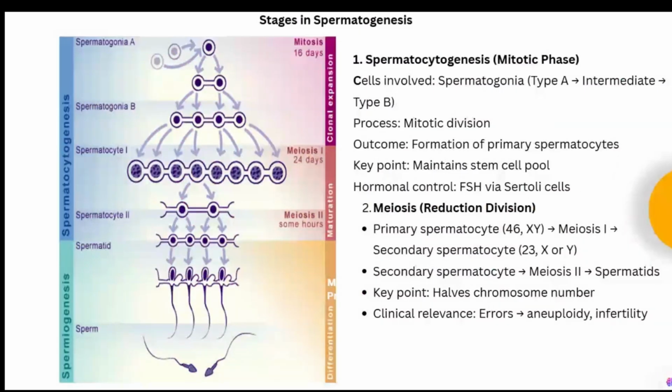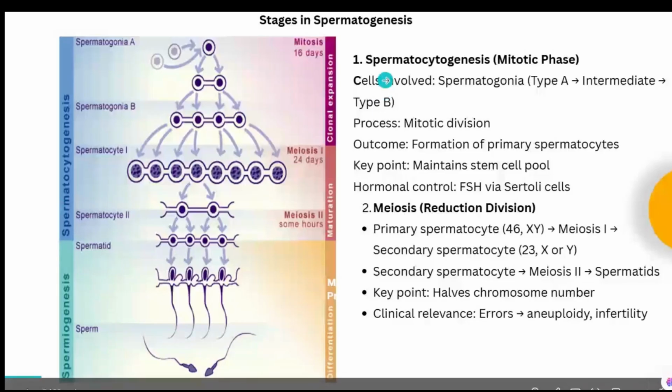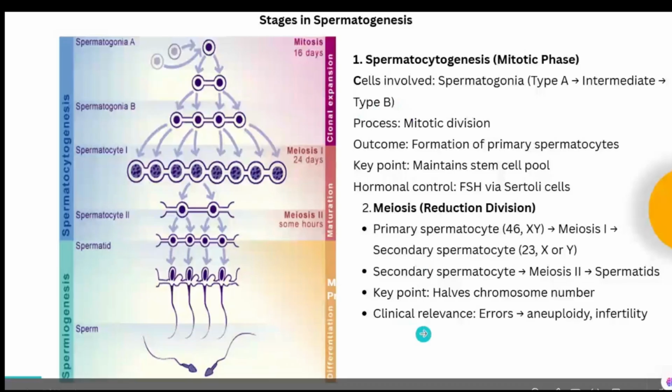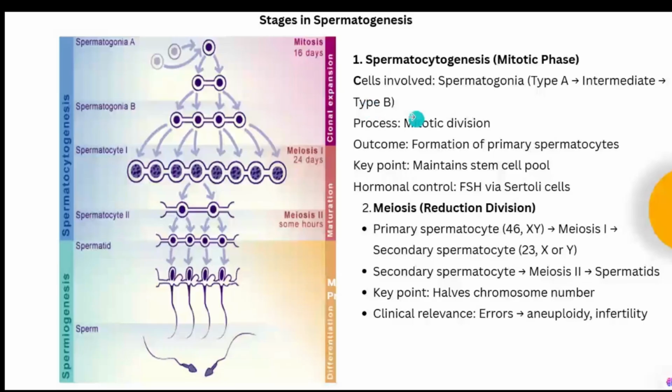Okay, so the same what we have discussed is shown in this figure. Then spermatocytogenesis, the spermatogonia, as I mentioned, initially they are type A spermatogonia, then they become intermediate, and then they form the type B spermatogonia, which will form the further sperms. Initially there is a mitotic division. But after that the meiosis will start and there will be reduction in the number of chromosomes.